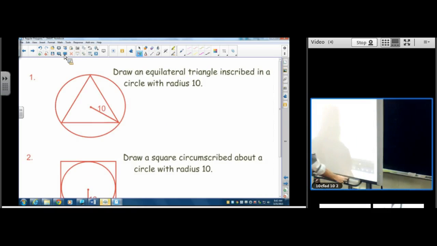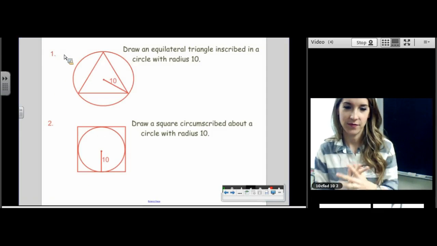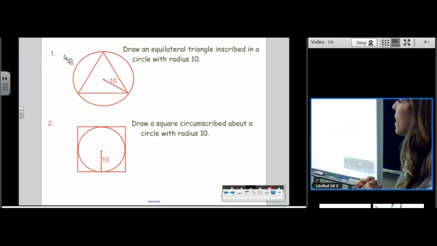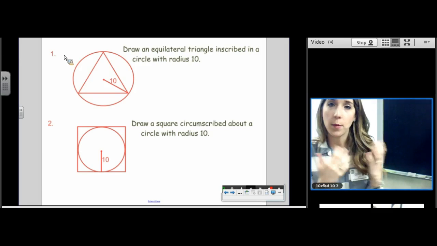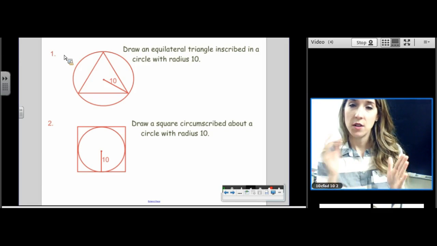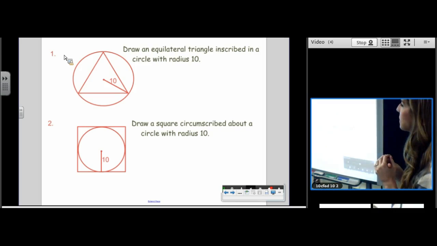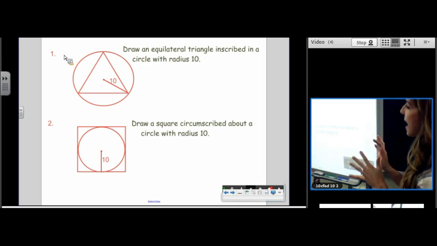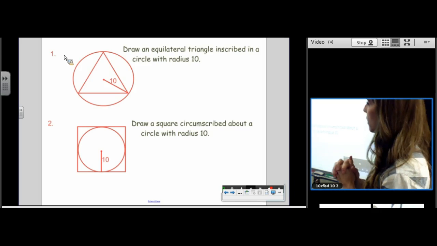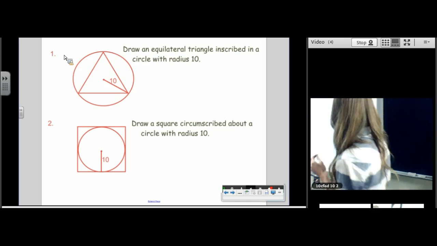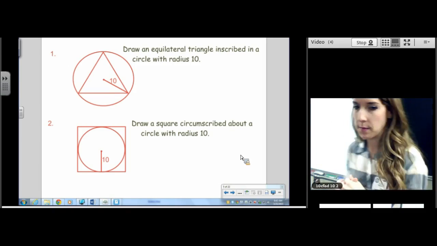This is probably making no sense right now. You don't know why we're talking about this, and that is okay. Remember, we're doing circles Friday. But remember that a radius of a circle goes from the center to the outside of the circle. So that's what this would look like. We're going to come back to this and talk about what this means for our polygons. I just wanted you to know what inscribed and circumscribed look like.